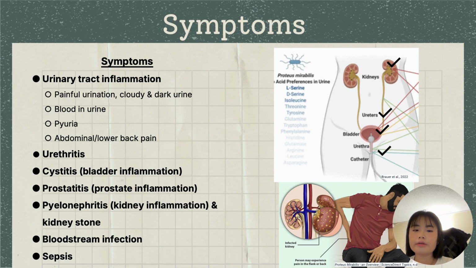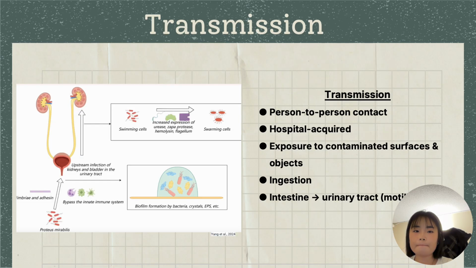Symptoms include urinary tract inflammation, like painful urination, cloudy and dark urine, blood in urine, pyuria, which means white blood cells in urine, abdominal and lower back pain, urethritis, cystitis, prostatitis, pyelonephritis, and kidney stone. It can also spread into the bloodstream and in severe conditions cause sepsis.